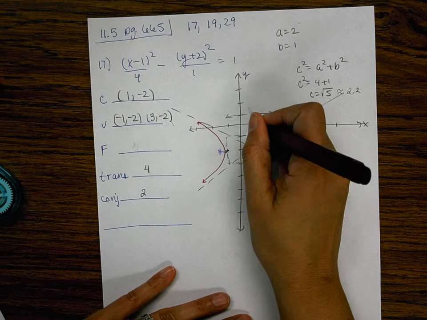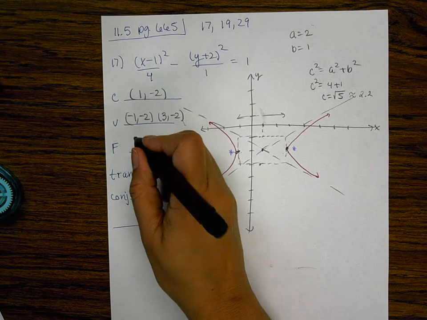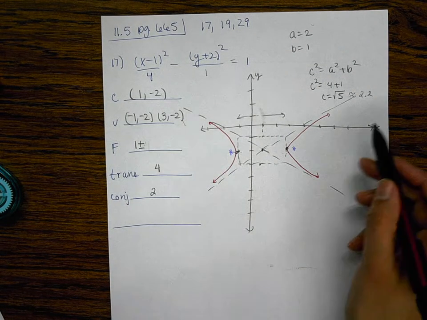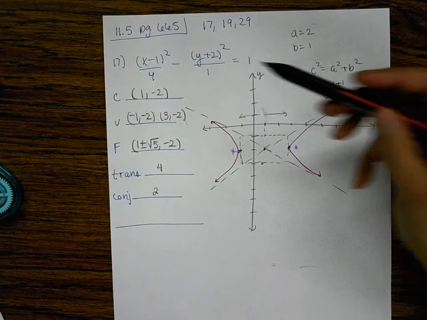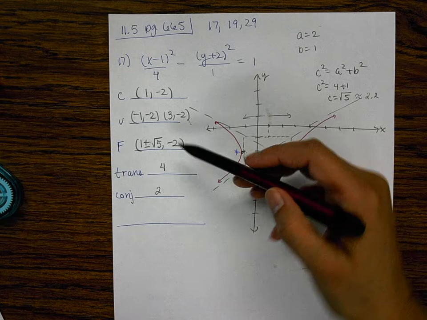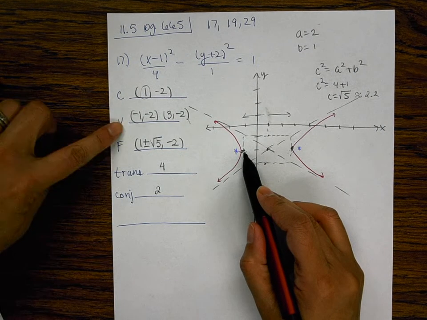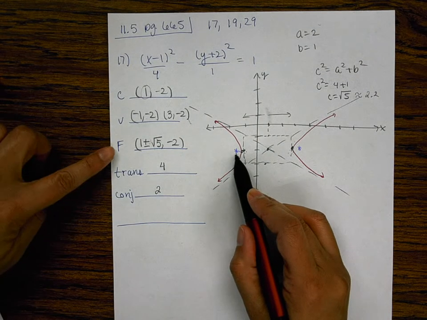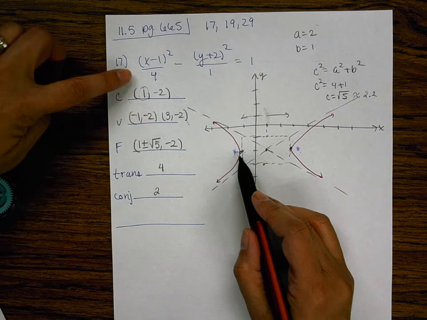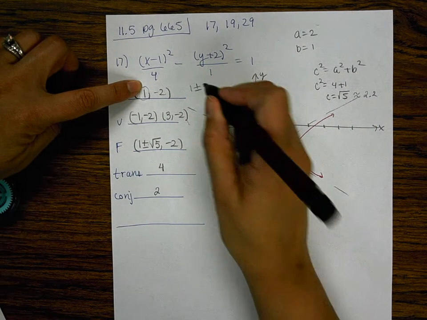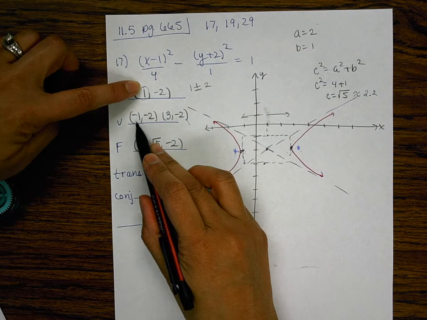When I moved right and left from the center, what's changing right and left is the X value. So the 1, I'm going to put 1 plus or minus, how far did I move? Root 5. And the negative 2 stayed the same. So you can see that negative 2 was constant all the way through. What's changing is the X value because I went right and left, that's the X value for my vertices, and then I went right and left for my foci. So that's why it's 1 plus or minus root 5, and then for the vertices, 1 plus or minus, how far right and left did we go, was 2. 1 plus 2 is the 3, 1 minus 2 is the negative 1.